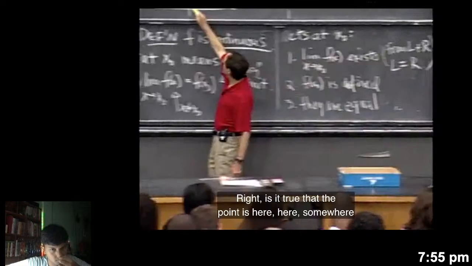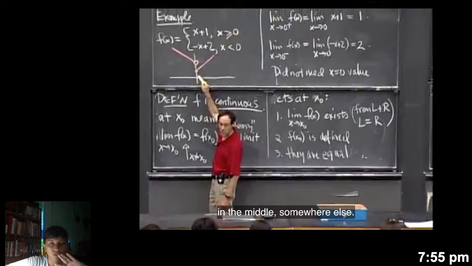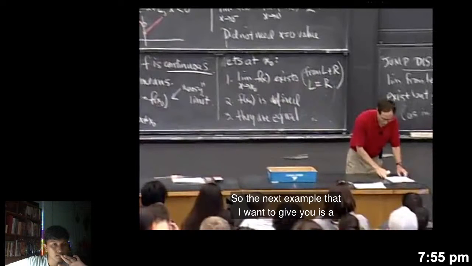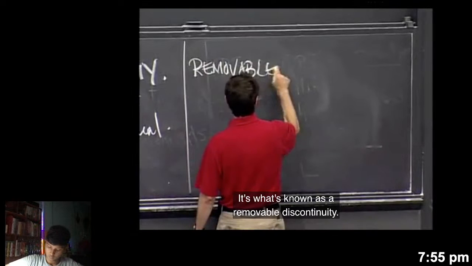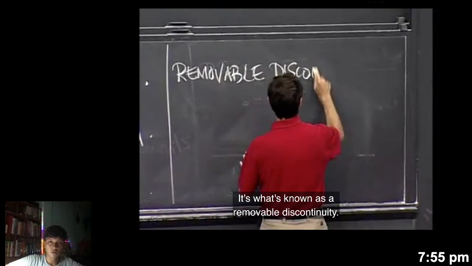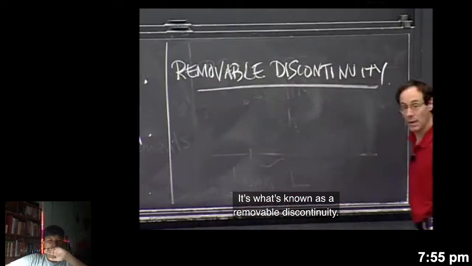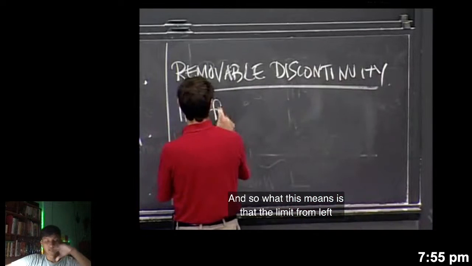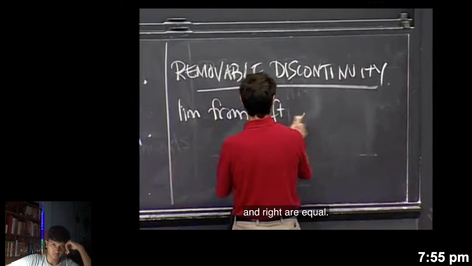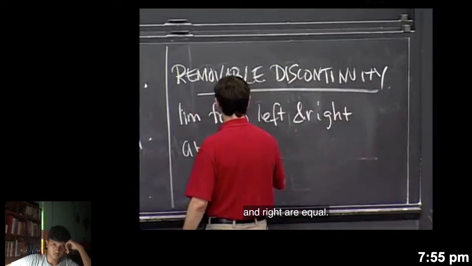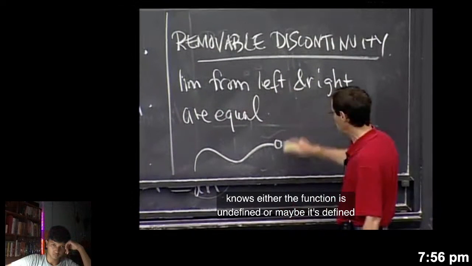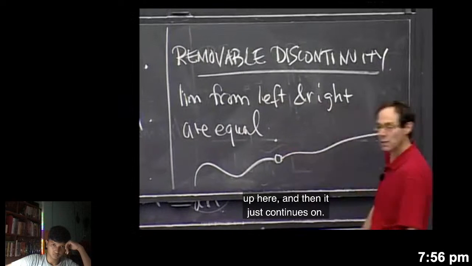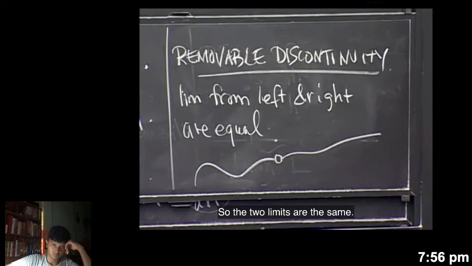That's a serious issue. So the next example that I want to give you is a little bit more subtle. It's what's known as a removable discontinuity. What this means is that the limits from left and right are equal. A picture of that would be a function which is coming along like this, and there's a hole, maybe where the function is undefined, or maybe it's defined up here, and then it just continues on. So the two limits are the same. And then, of course, the function is begging to be redefined so that we remove that hole. And that's why it's called a removable discontinuity.